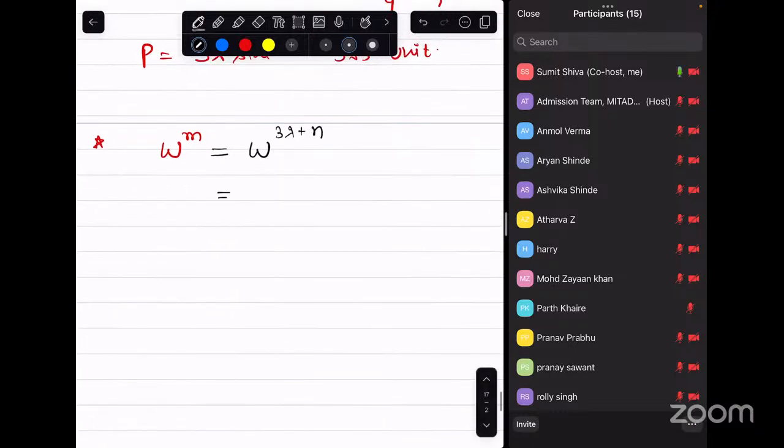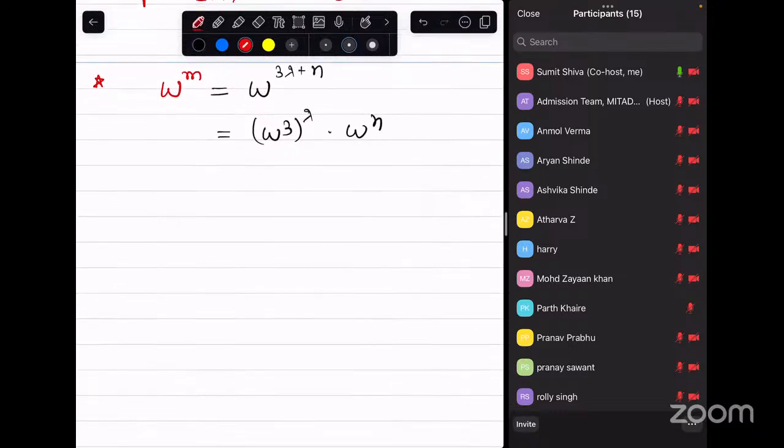And if you rearrange it, it will be omega cube raised to power lambda into omega raised to power n. So it doesn't matter what the value of lambda is, omega cube is 1, and 1 raised to any power will be 1. So we are left with only omega raised to power n. And in this case, there will be only 3 different cases. Either n will be 0, or it will be 1, or it will be 2. It will not be 3 because if it is 3, it will be divided completely.